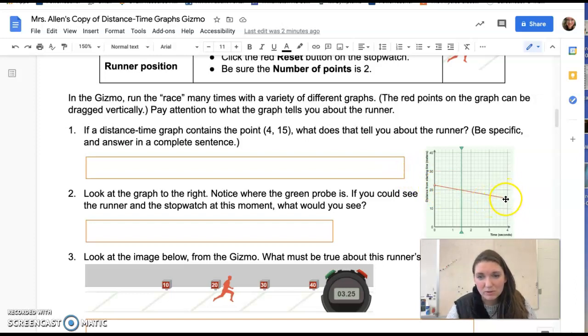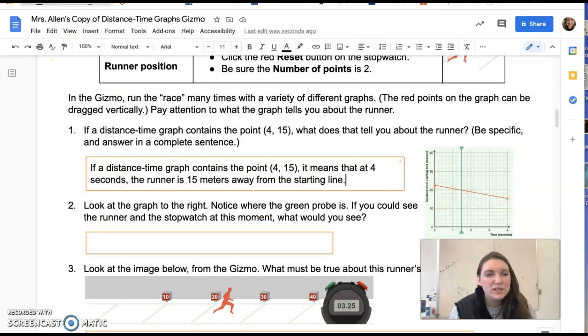They were 15 meters away from the starting line. So that's what that means. So the next question is, look at the graph to the right. Notice where the green probe is. If you could see the runner and the stopwatch at this moment, what would you see?